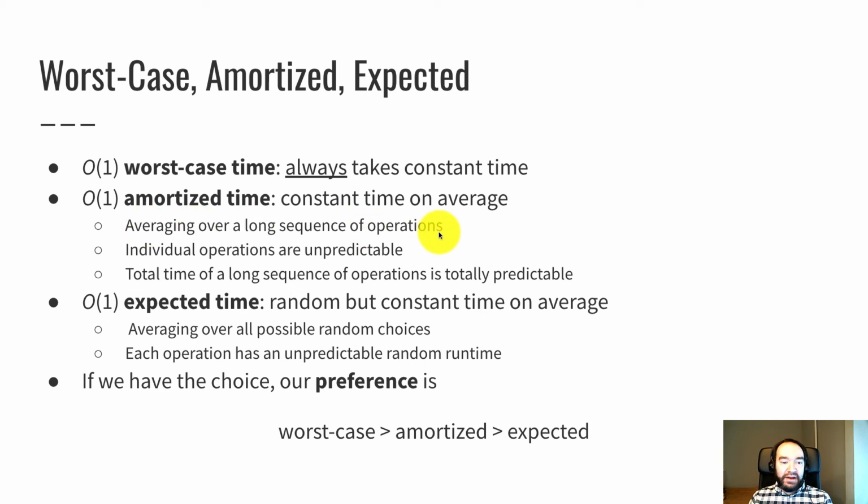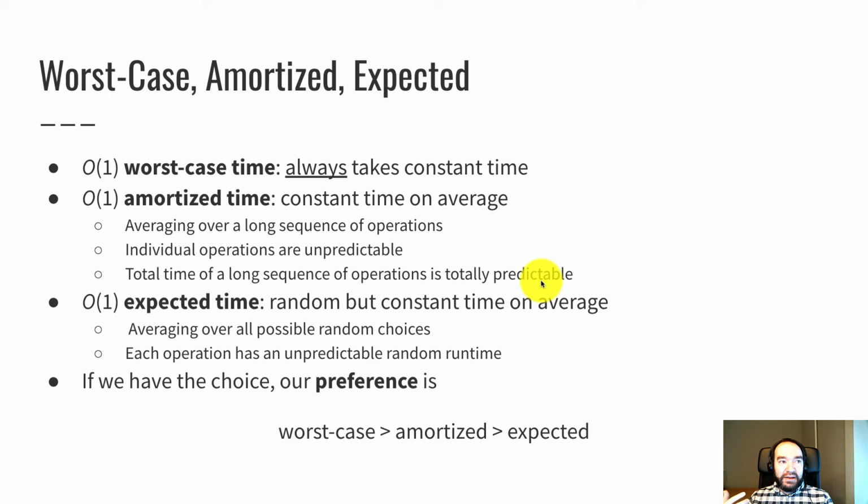This is like the vector resizing operation. Most of the vector adds are constant time, and then there's this occasional linear time resize, but if you spend long enough adding elements to a vector, the average is constant. So that means that an individual operation could be unpredictable because it's hard to know if you're going to do the resize or not. But if you perform quite a lot of operations, a long sequence of them, then the total amount of time it takes is predictable.